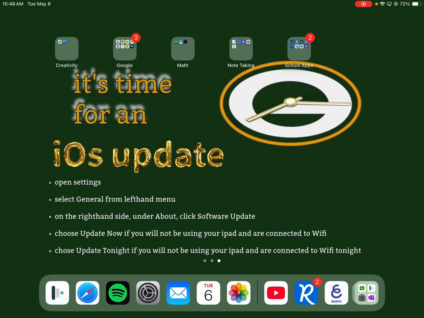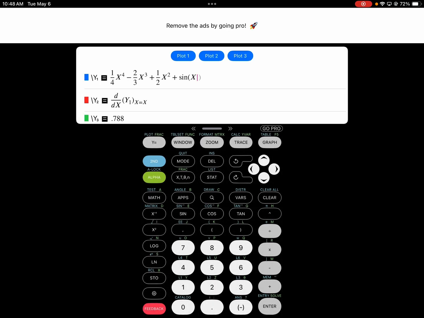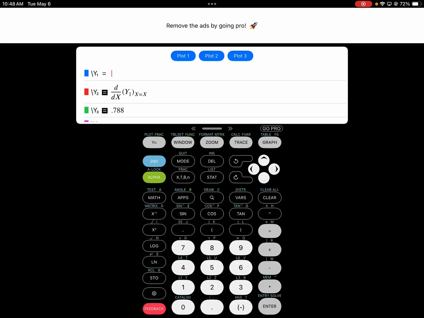Let me find my calculator. All right, so in Y1, I'm going to put my function. I've got a bunch of stuff in mine because we've been doing calculus. All right, so I have alpha y equals x to the third. Nope, I got 3.